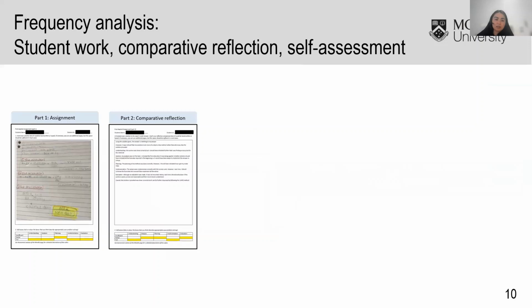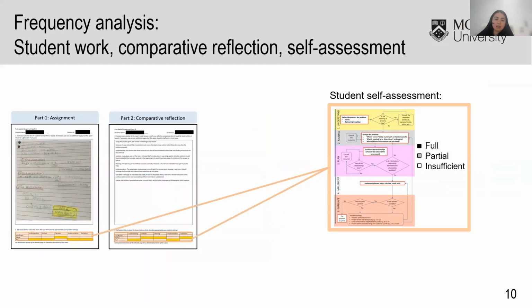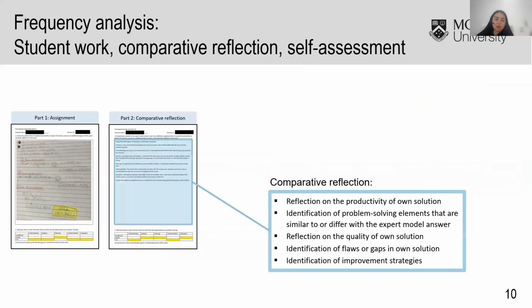The frequency analysis was conducted by scoring the student solutions using a problem-solving rubric, tallying the student self-assessments, and scoring the comparative reflection using a separate rubric where we looked for multiple factors. For example, we looked at whether they were able to identify similarities or differences between their solution to that of the experts.